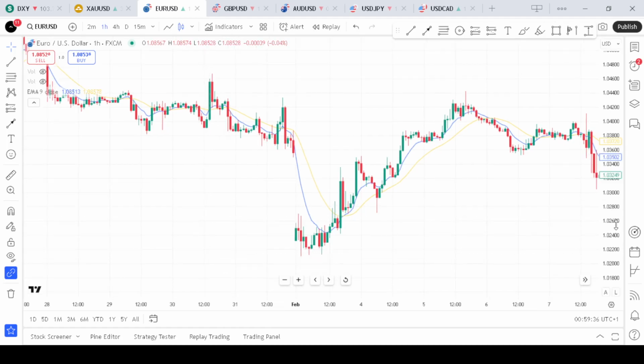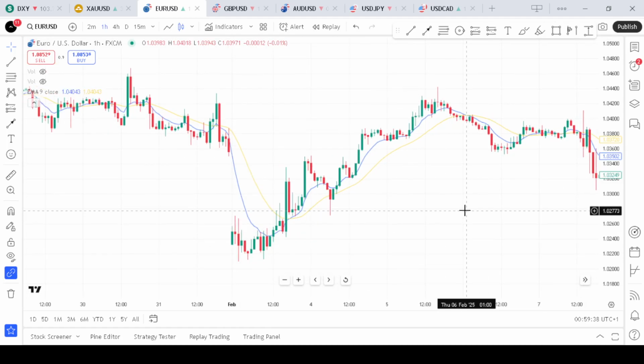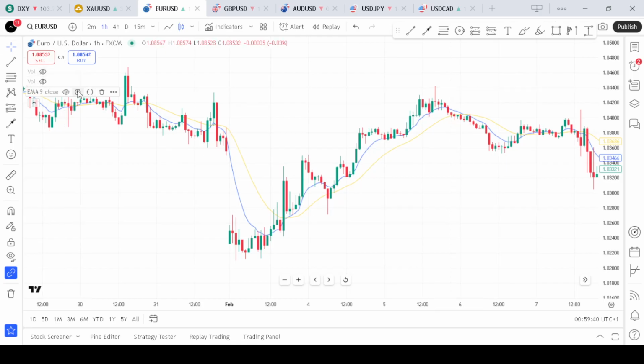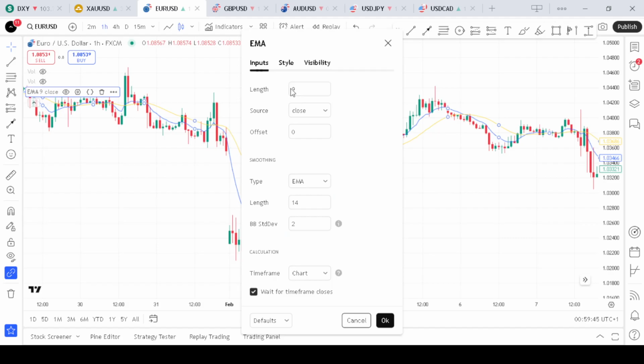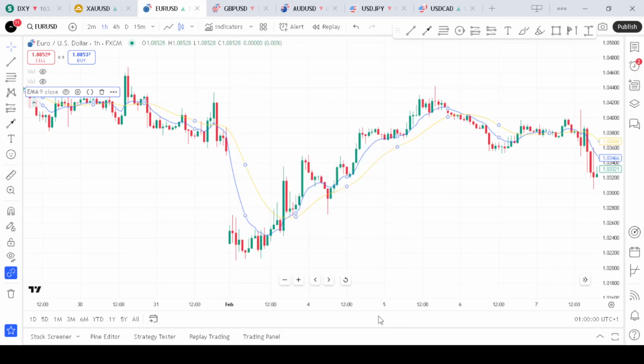The first step is to choose your EMAs. For this strategy, we will be making use of the 9-period EMA as our fast moving average, and we will make use of the 21-period EMA as our slow moving average. These settings provide a good balance between responsiveness and reliability.